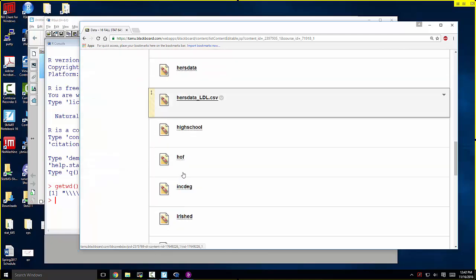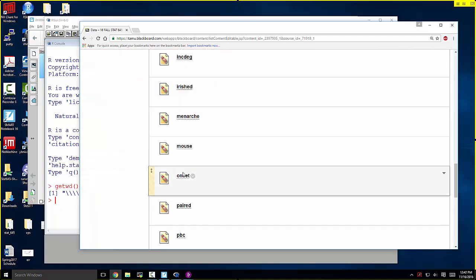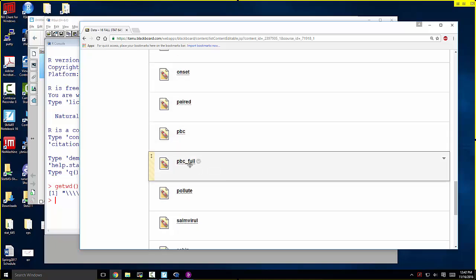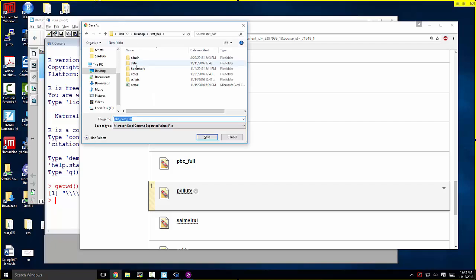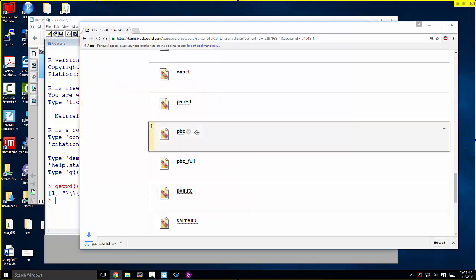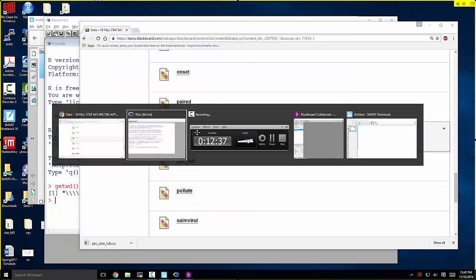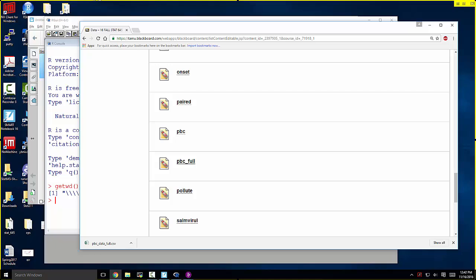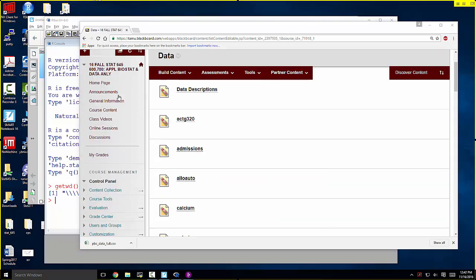We're going to download a new data set that we haven't seen today. It's called PBC Full, in case you want to download it and follow along. And I'm going to get a script for it as well.